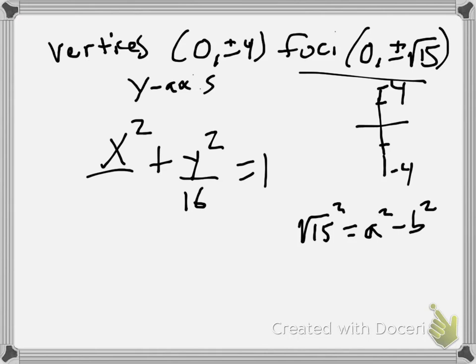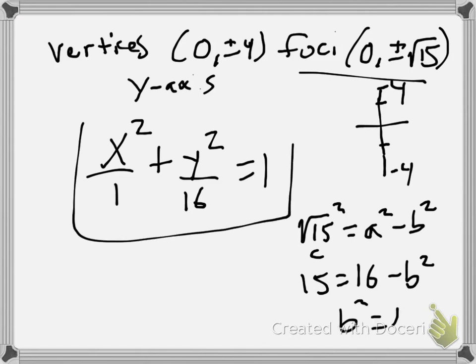Well, here's the thing. This was, again, our c value. I should have written c first, I guess. But our c value is the square root of 15. Well, the square root of 15 squared is 15. Our a squared is 16. So essentially this is 16 minus 15, so our b squared is equal to 1. So that means there's my standard form of it.